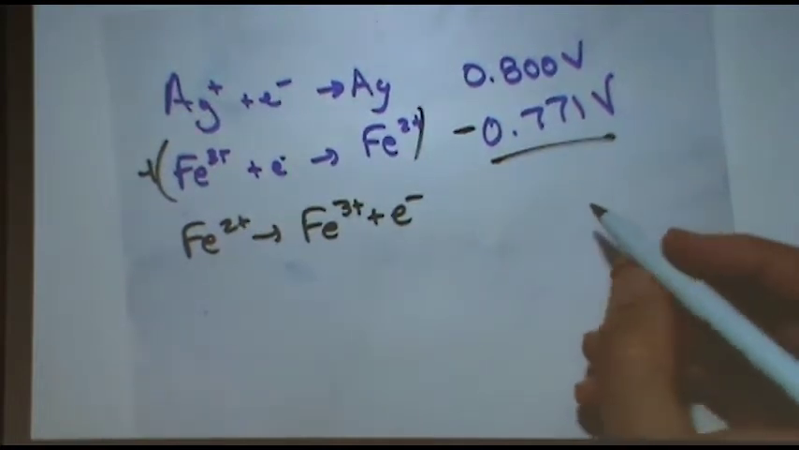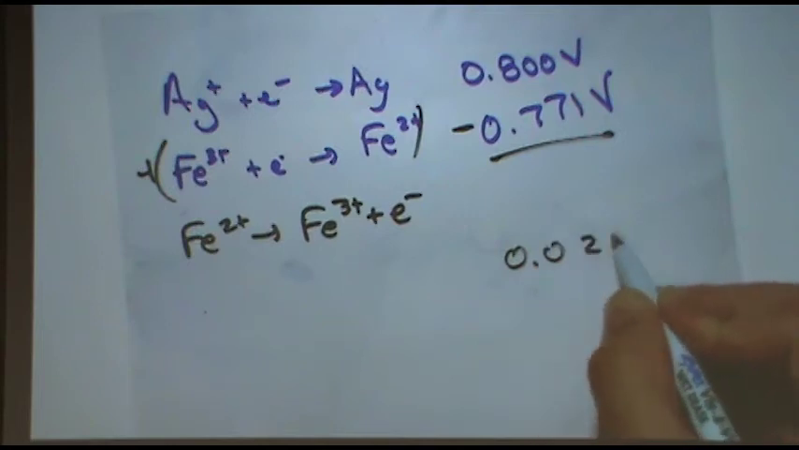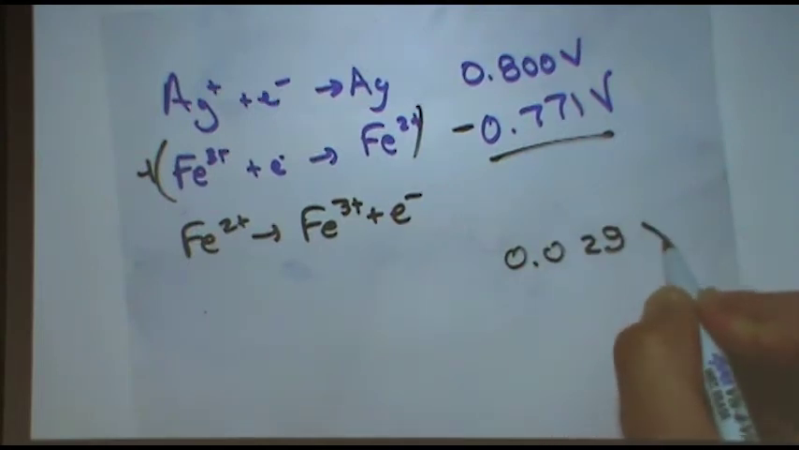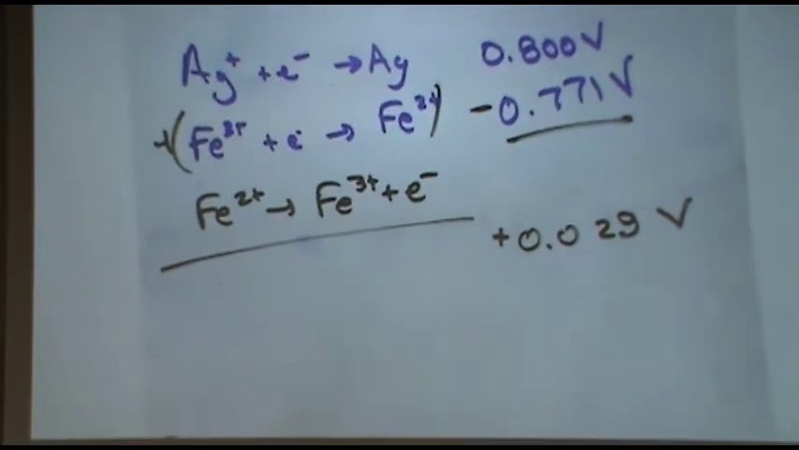Let's see, 0.71 from 1.00. That's 0.029 volts, and that'll be positive. Let's write the reaction out as well.